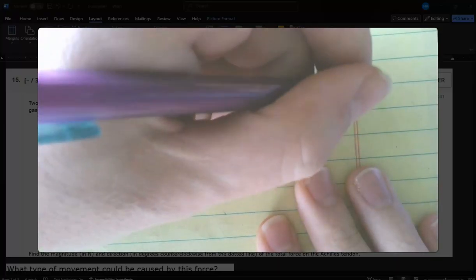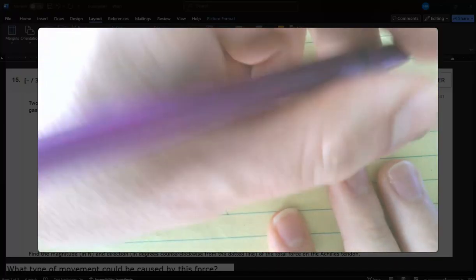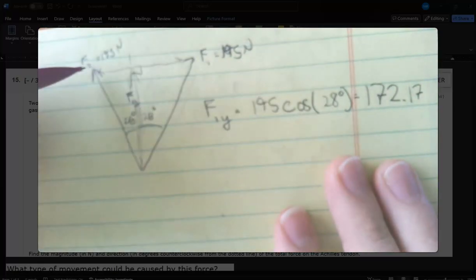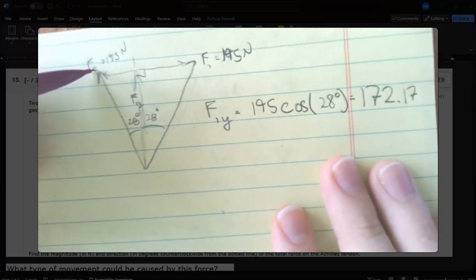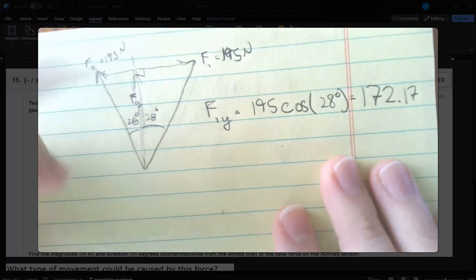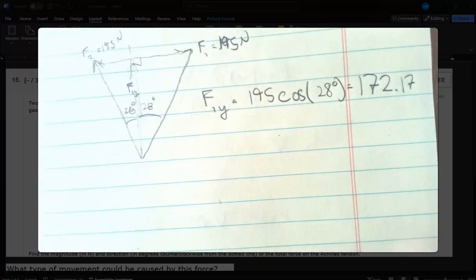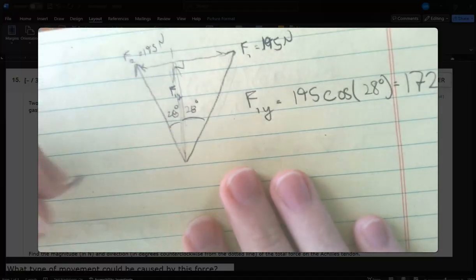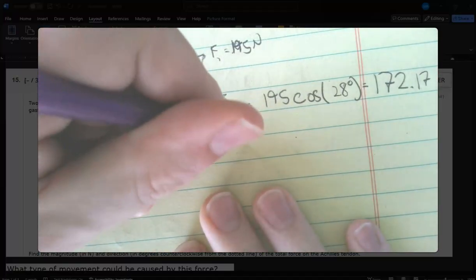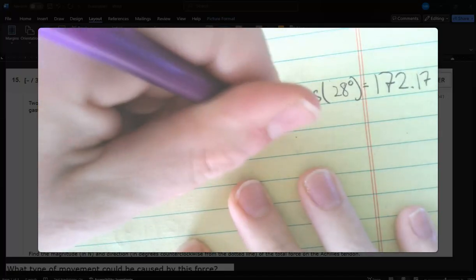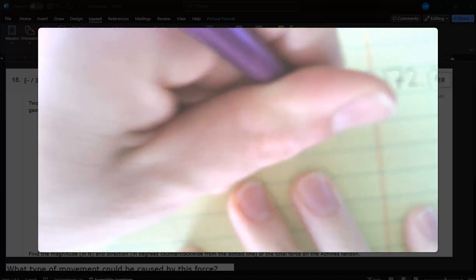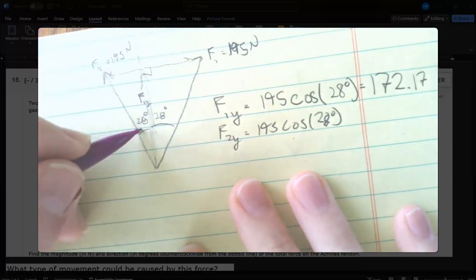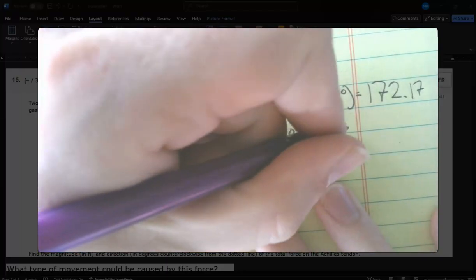So I end up with 172.17. Right? And it's going to be the same thing for F2 here. So in this case, again, in the vertical direction, they're both acting in the same direction, so it's just going to be double this force here. So F2y is also going to be 195 cosine of 28 degrees, since again, the magnitude is the same and the angle is the same here.